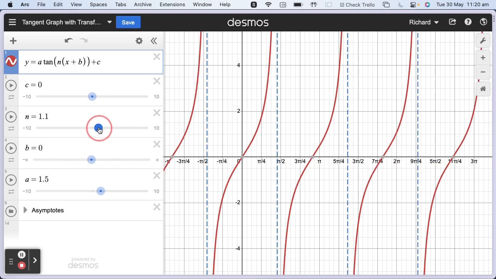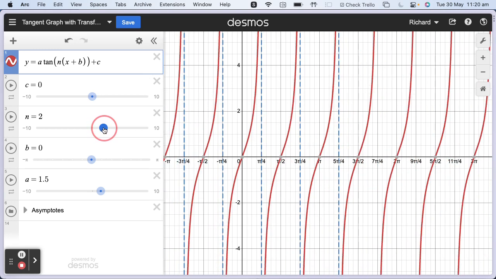I'm going to increase n, say to 2. And we can see now that our asymptotes are squished. They were at pi on 2, now it's at pi on 4. And then the next asymptote is pi on 2 length onwards, pi on 2 length onwards, because the period of the graph has been squished to pi on 2.